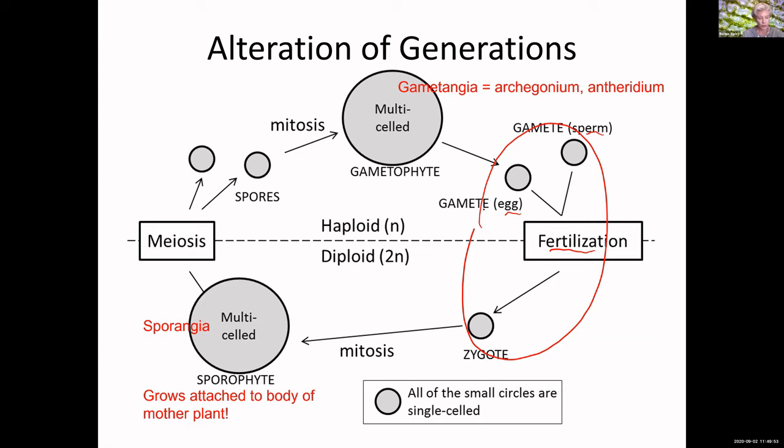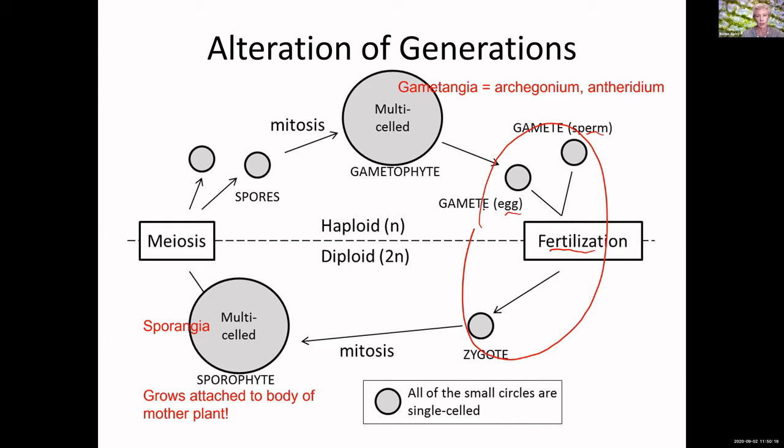The zygote is going to start dividing through mitosis and grow into a multi-celled organism. In the plant life cycle, we call that the sporophyte. It's a multi-celled individual, visible to the naked eye. It's diploid, so this is just like an animal body: we're multi-celled and diploid. Its reproductive organs are called sporangia.